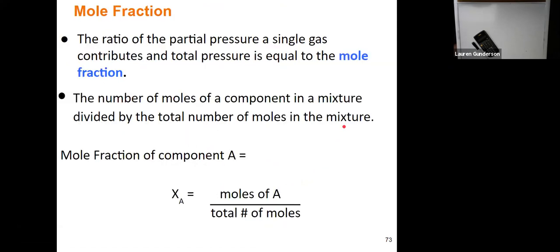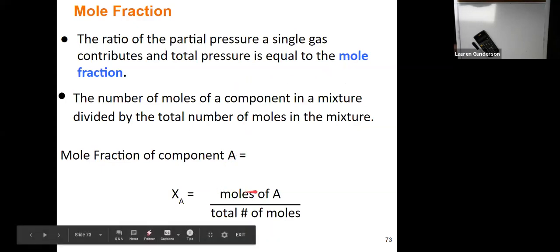Okay, another way that we can solve for partial pressure is by using the mole fraction of the gas that is present in the sample. The mole fraction is the moles of the specific gas that you are looking for divided by the total number of moles that are present in the sample. Mole fraction is denoted by a capital X. So if you see X of A, that means that you're solving for the mole fraction of gas A, which means that you are taking the moles of gas A and dividing it by the total number of moles in the sample. The mole fraction does not have a unit, it's just a ratio.